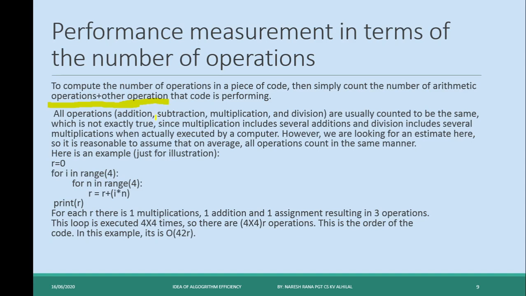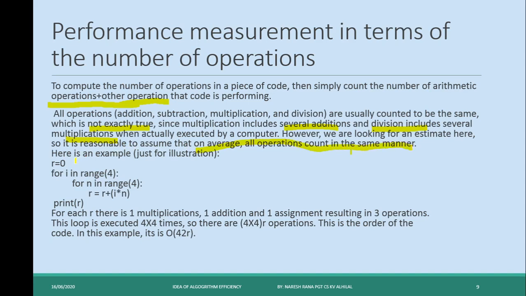So all operations, addition, multiplication, subtraction, and division, are usually counted to be the same, which is not exactly true, since multiplication includes several additions and division includes several multiplications when actually executed by the computer. However, we are looking for an estimate here, so it is reasonable to assume that on average all operations count in the same manner.